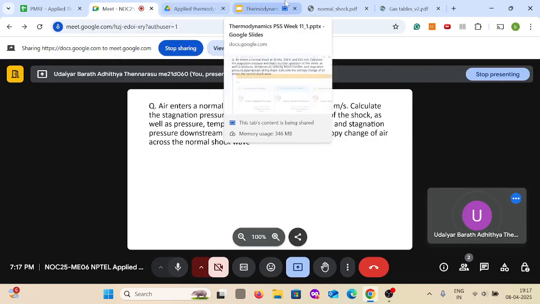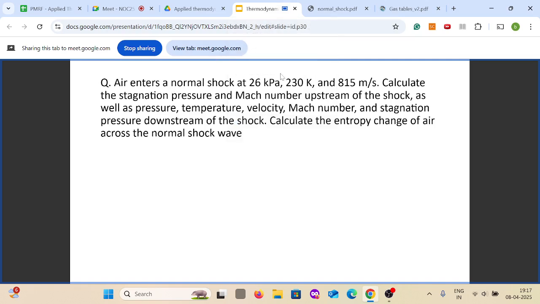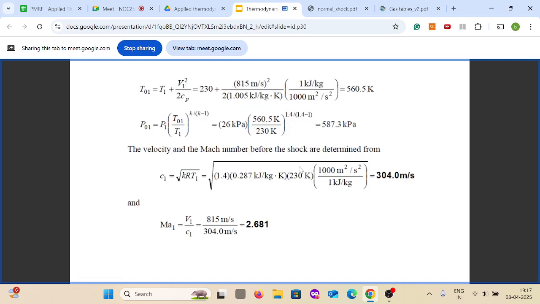Next is: air enters a normal shock at 26 kilopascal, 230 Kelvin and 815 meters per second. Calculate the stagnation pressure and Mach number upstream of the shock, as well as pressure, temperature, velocity, Mach number and stagnation pressure downstream of the shock. Calculate the entropy change of air across the normal shock wave. So this is again similar to what we did.